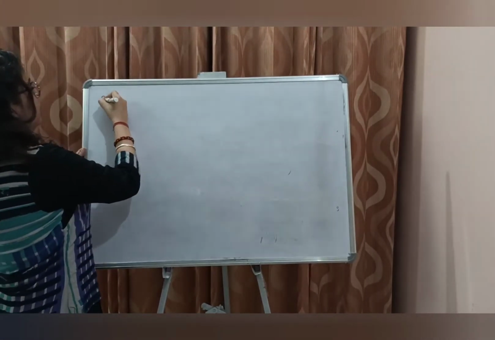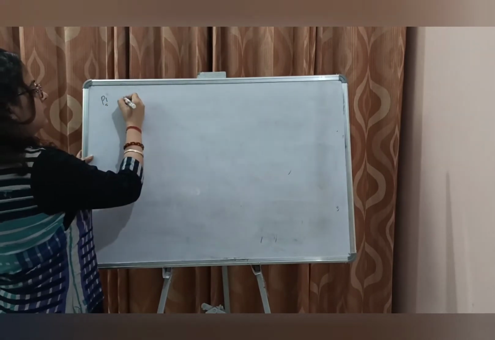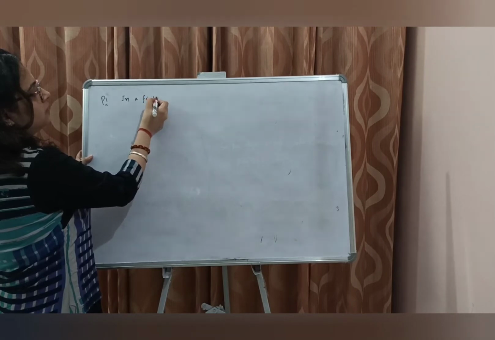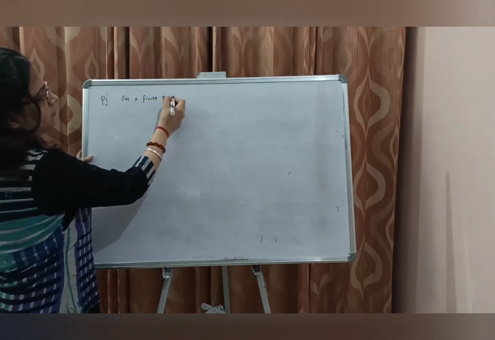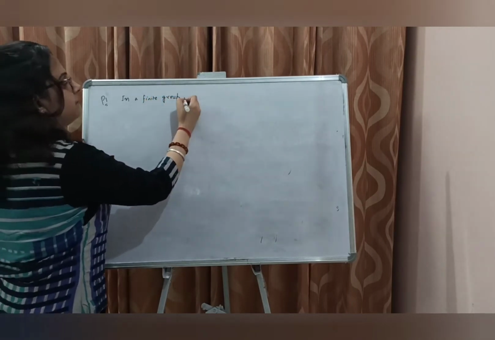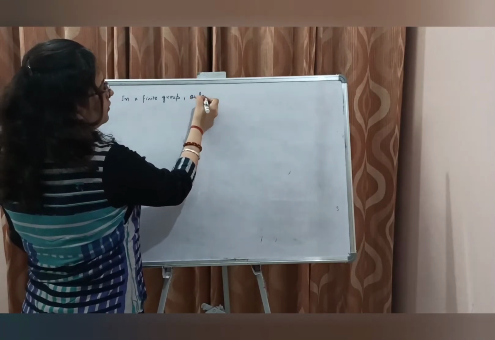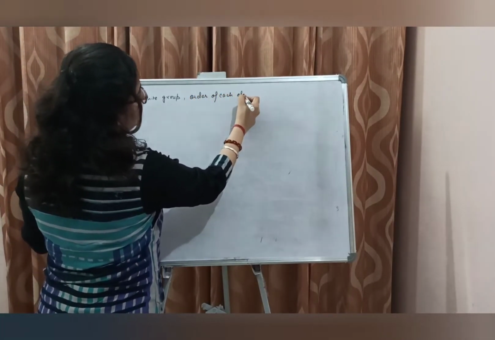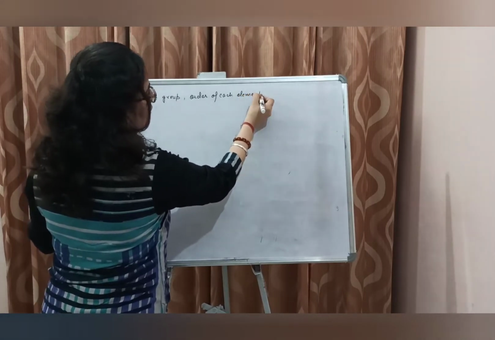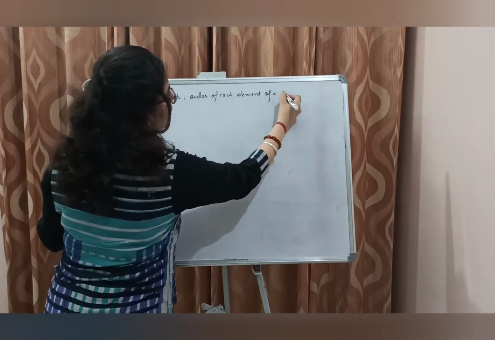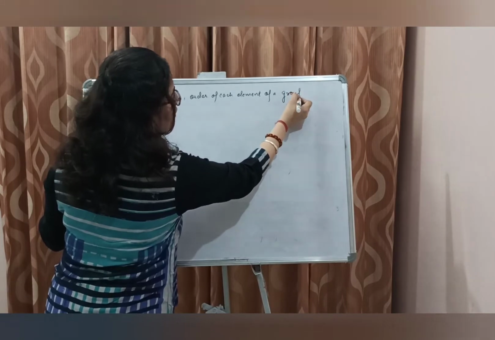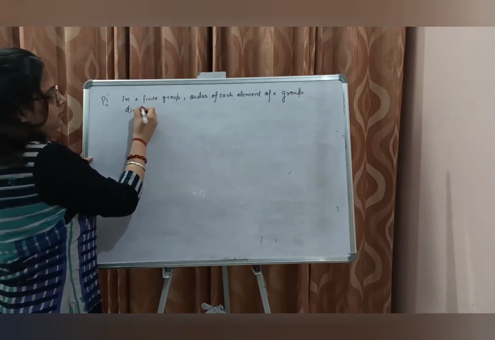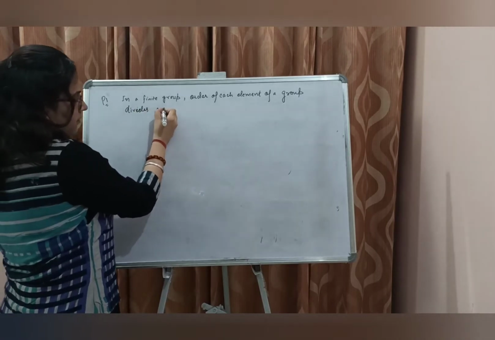So property 1: in a finite group, the order of each element of a group divides the order of the group.